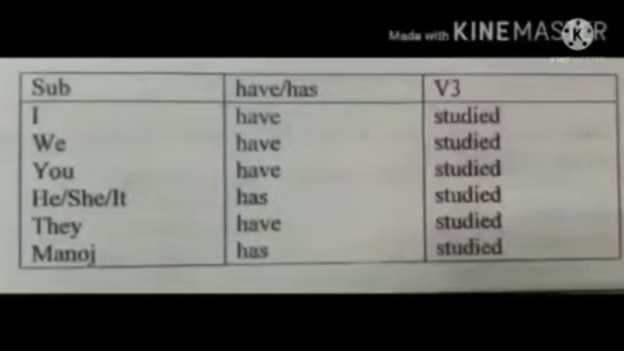For example, subject I, in the second column am, then studying: I am studying. Now the subject turns to we: we are studying. You are studying. He is studying. She is studying. It is studying. They are studying. Or with a name, anything you can take: Prakash is studying, Akriti is reading, or Akriti is studying. These are all the common examples, right?